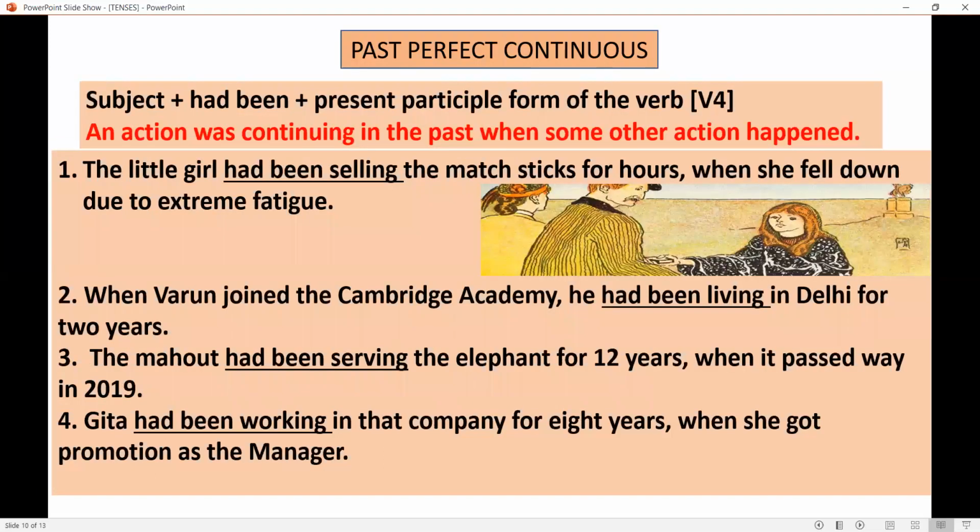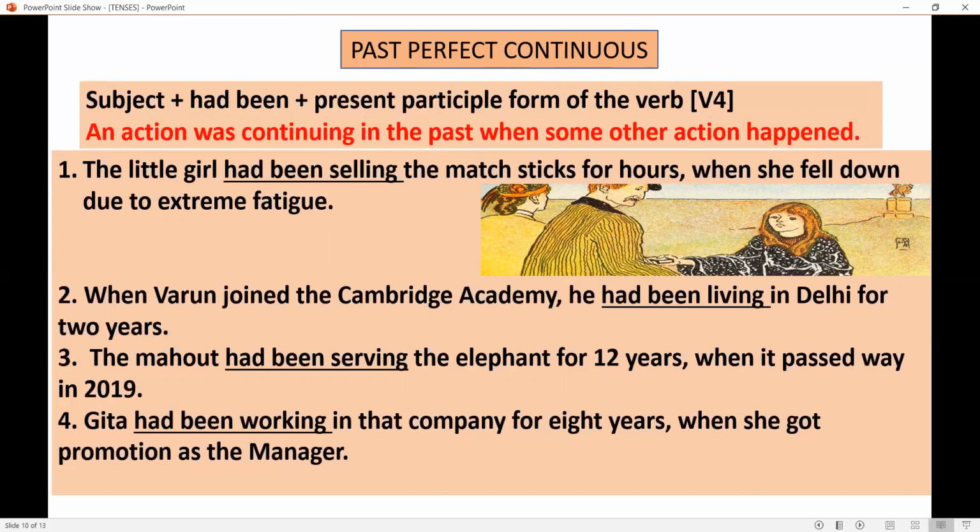Let's move to past perfect continuous tense. Past perfect continuous tense, the form: subject plus had been plus present participle form of the verb, V4. So here the action was continuing in the past when some other action happened at that moment.